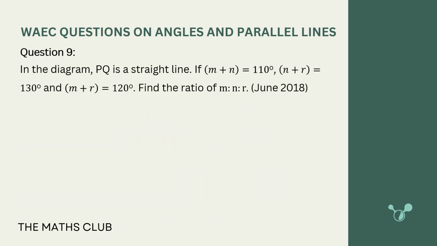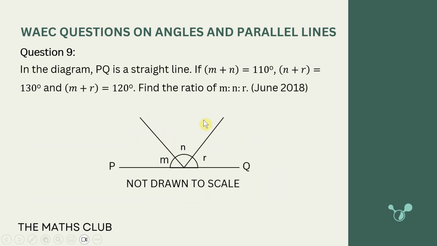Question 9 says that in the diagram, PQ is a straight line. So this PQ, if m plus n is equal to 110, n plus r is equal to 130, m plus r is equal to 120 degrees, find the ratio of m, n, and r. This is from June 20. Pause the video and try this out.